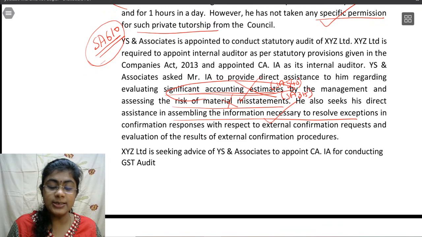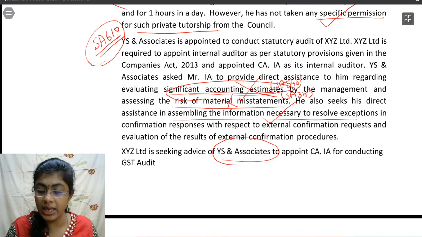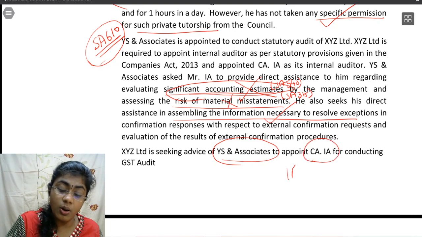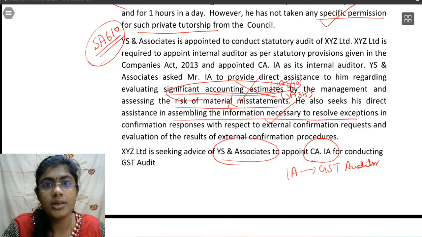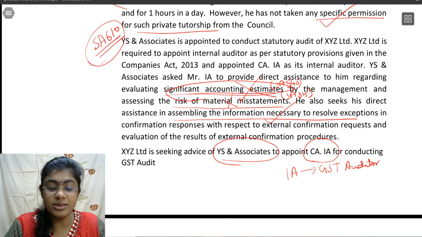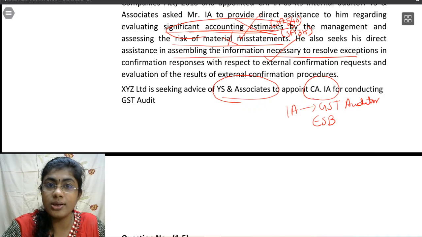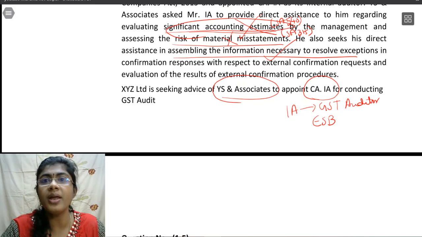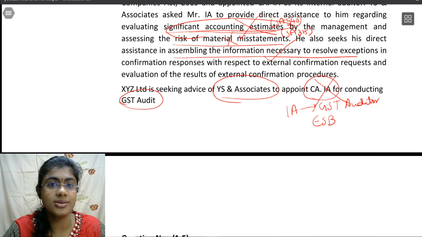Now, XYZ Limited is seeking advice of YS and Associates to appoint CA IA for conducting the GST audit. Now, the internal auditor is to be appointed as GST auditor. Is it valid? Now again, going back to the ethics, as per the ESB decision, Ethical Standard Board decision, the internal auditor cannot be appointed as GST auditor because independence will be affected. So CA IA, the internal auditor, cannot be appointed as GST auditor.